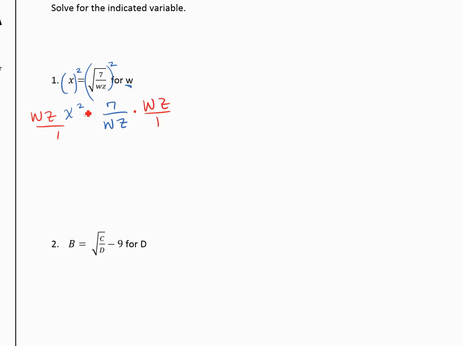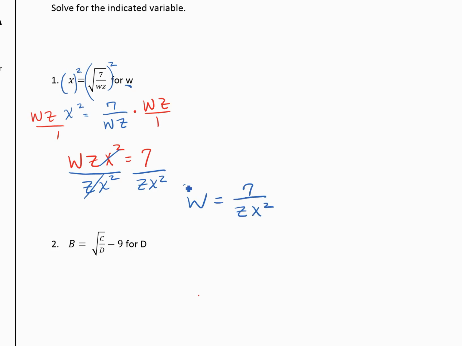And on the left-hand side, we just get wzx squared. And on the right-hand side, we just get 7. Okay. Now, we have w times z times x squared. So we really need to move the zx squared. Well, kind of how is it linked to w? It's being multiplied by w. And what's the inverse function of multiplication? It's division. So we need to divide both sides by zx squared. So that gives us w equals 7 over zx squared. So we have solved for w.